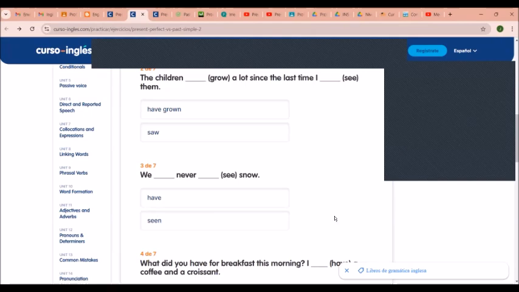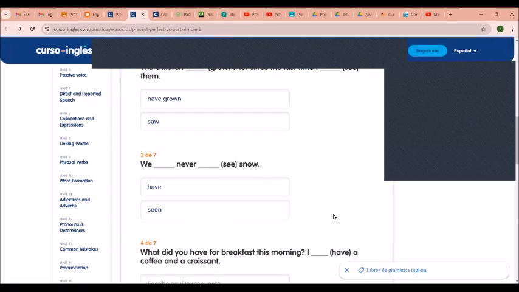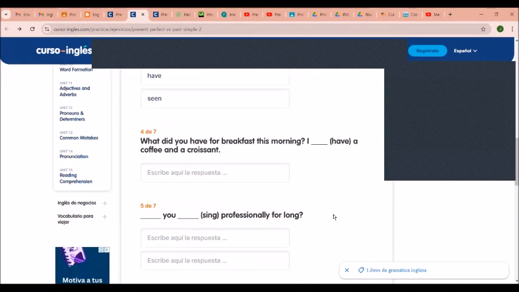Good. Let's continue number 4 with Karen Jimena Beltran. What did you have for breakfast this morning? I had a coffee and a croissant. Right. Because the morning is over. The question told you this was a past simple. What did you have? I had a coffee and a croissant. Good. Number 5, let's continue with Brian Ulysses.